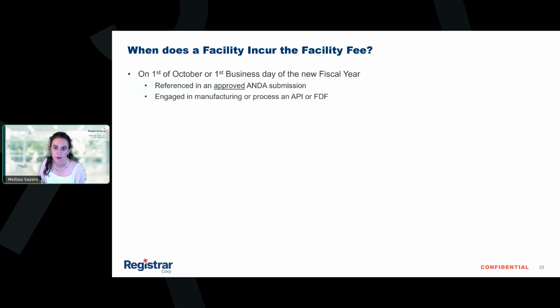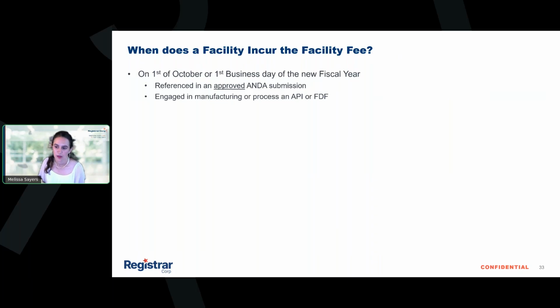If a facility is first identified in an approved generic drug submission after the due date for payment of the facility fee for a fiscal year, the facility is not required to pay the fee for that fiscal year. In most cases, the critical question is whether there is a generic drug submission approved on the due date in which the facility is referenced. If the facility is first identified in an approved generic drug submission after the due date, its owner will owe a facility fee on the next due date.